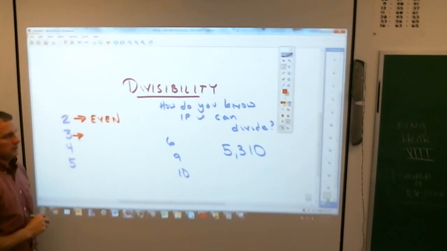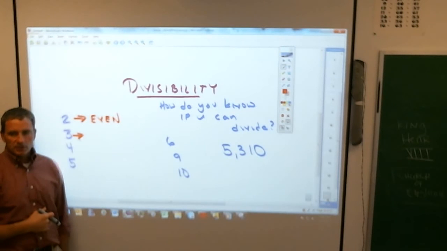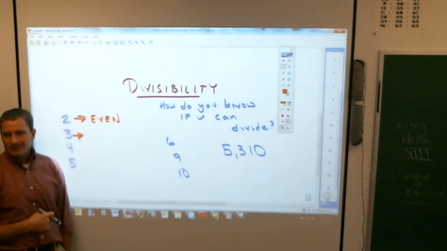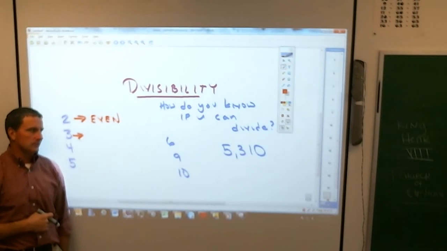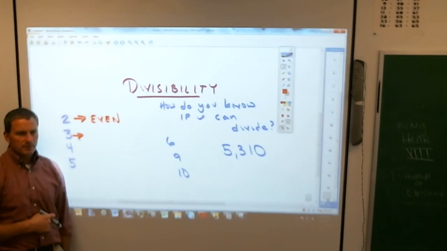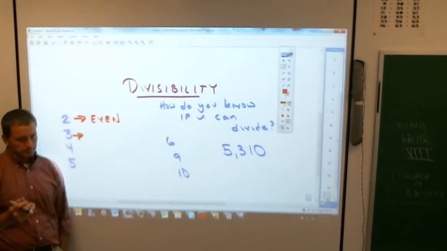How do you know, does 3 go into that number, yes or no? And you don't want to have to divide it out. You shouldn't take the time to sit there and go, I'm going to take 5,310 divided by 3. Does it have the number 3? Nope, it has nothing to do with the digit 3 in it. You add all the digits together and see if that's divisible by 3.